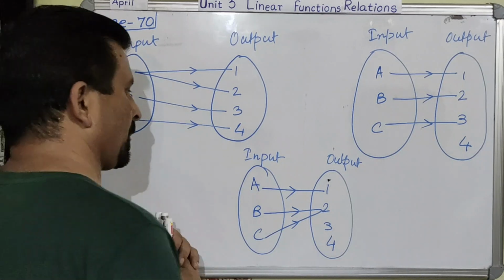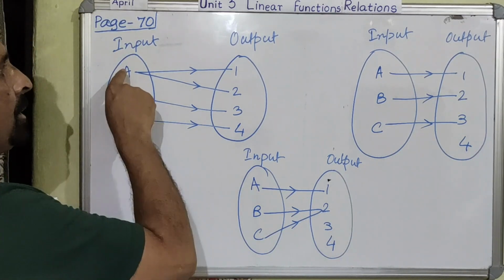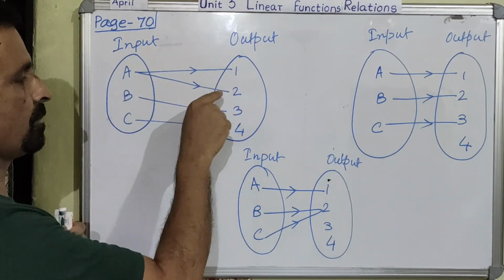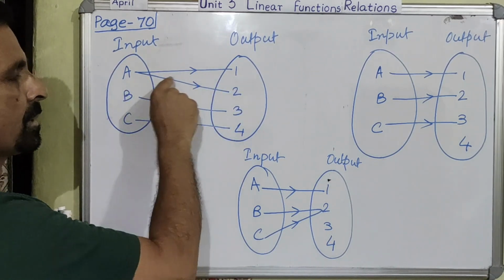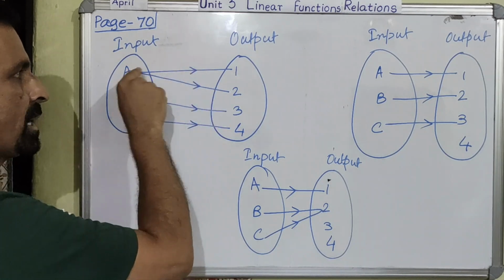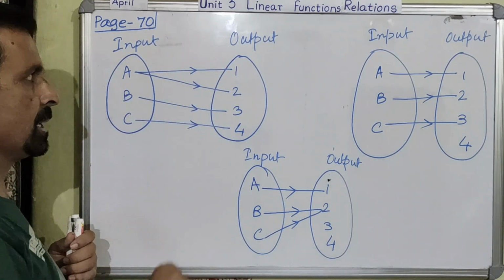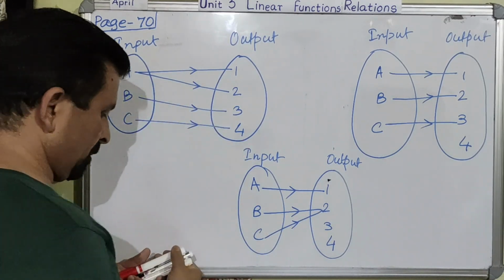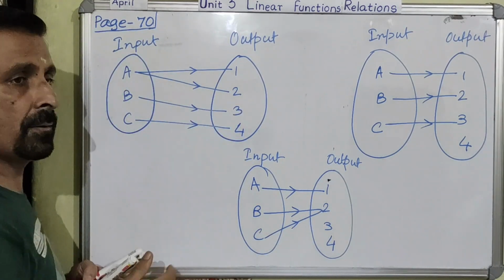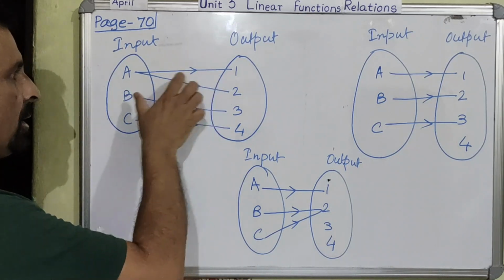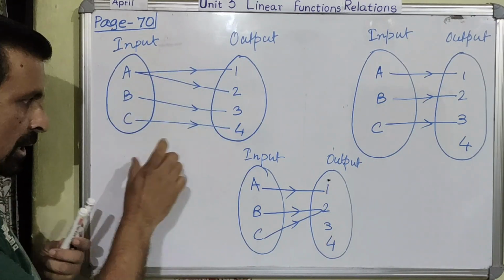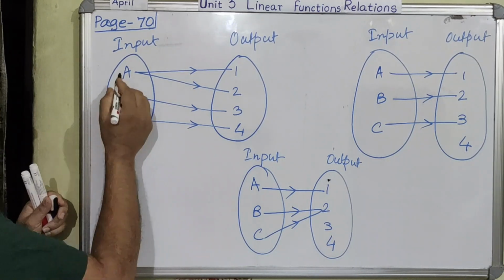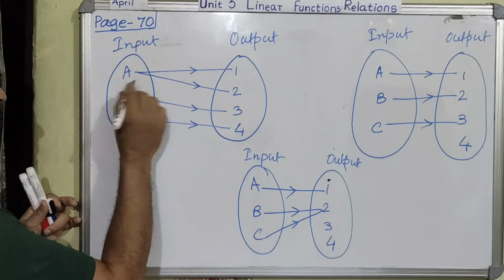So this input has got 2 outputs, right? Is this a function? Because one input has got 2 outputs. If one input has more than one output, then it is not a function, right? So this is not a function. This is only a relation. Now, if I write this relation in terms of ordered pairs, it will make it more clear. I am writing the relation, right?